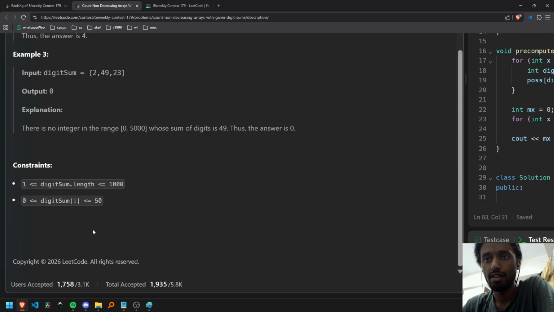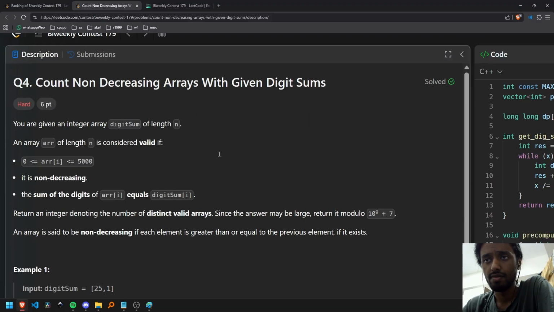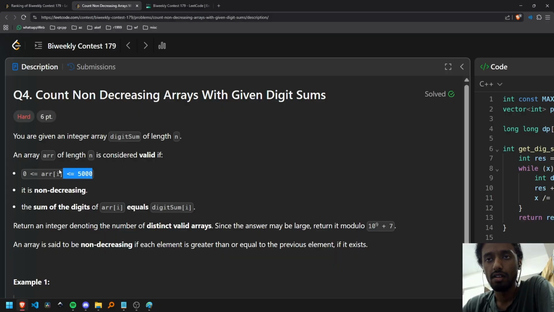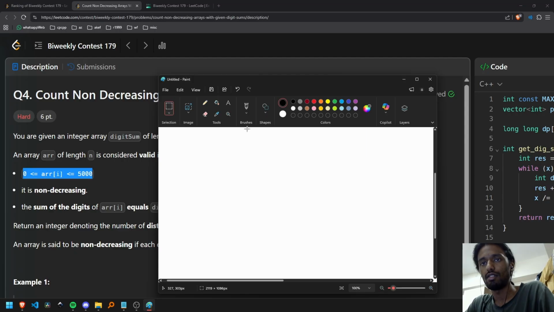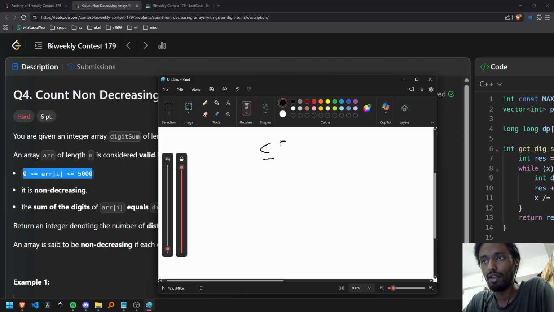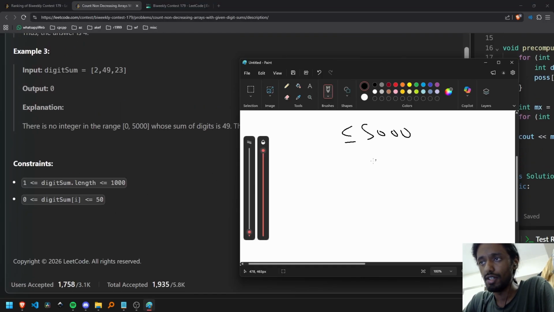And if you see here, the constraints are digit sum is less than or equal to 50, n is less than or equal to 1k. The most interesting thing here is the value in the array has to be less than or equal to 5k. Now we are given that digit sum is less than or equal to 50. The maximum possible value here would actually be 31, since this can be 9, this can be 9, this can be 9, and this would be 4, right? So this is 27 plus 4, which is 31. So even if digit sum were less than or equal to 31, this problem would stay the same.